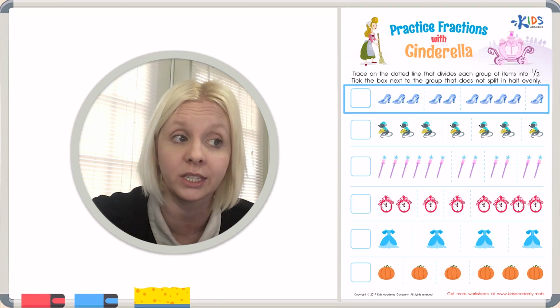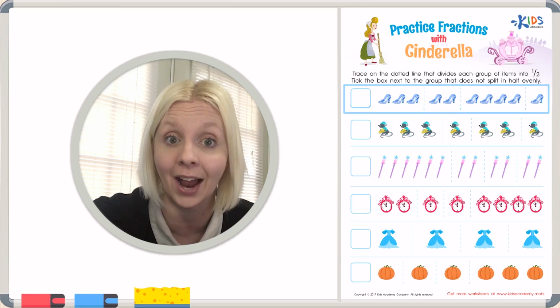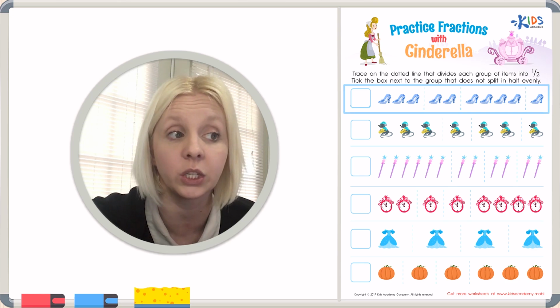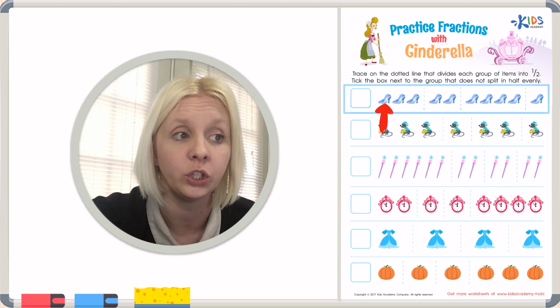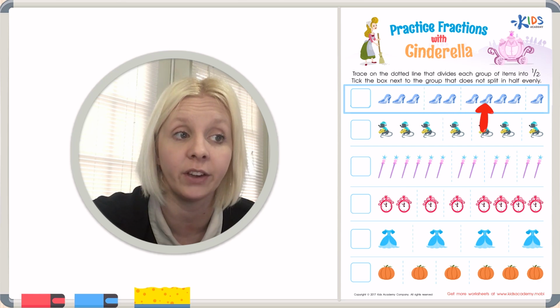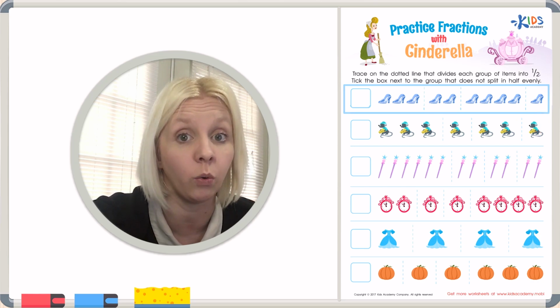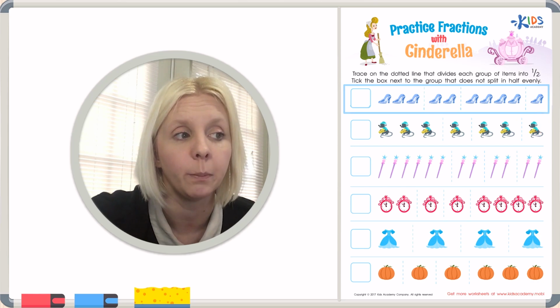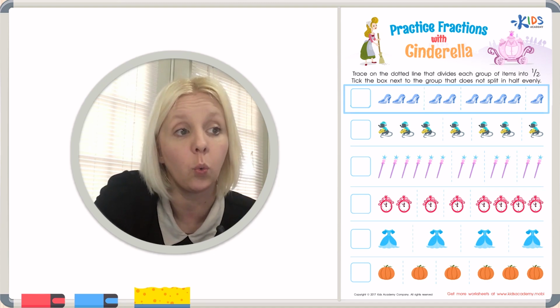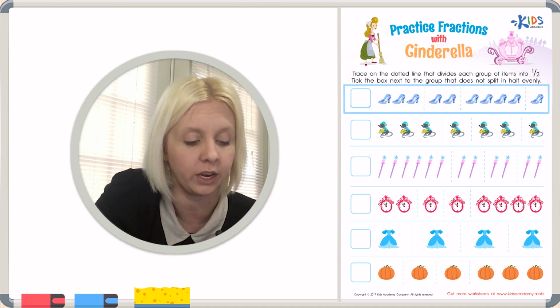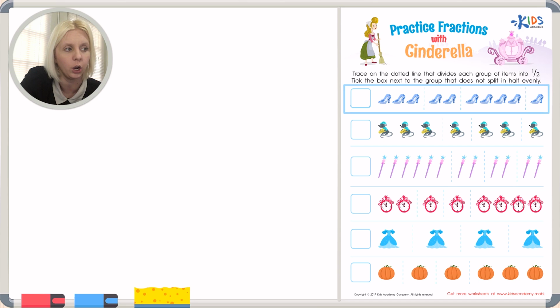What we need to do first is count these up. We've got Cinderella's glass slippers, right? So let's go ahead and count these. 1, 2, 3, 4, 5, 6, 7, 8, 9, 10. Now, you might already know what half of 10 is, but sometimes you don't. So one way that you can figure out half of 10 is to draw over to the side 1, 2, 3, 4, 5, 6, 7, 8, 9, 10.